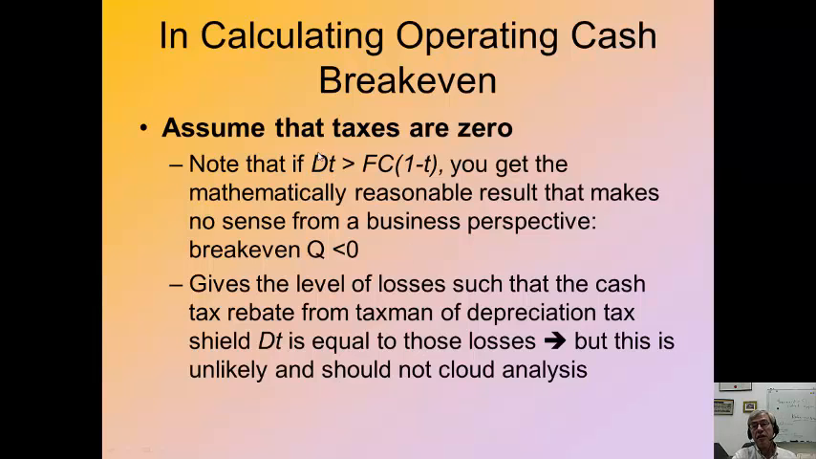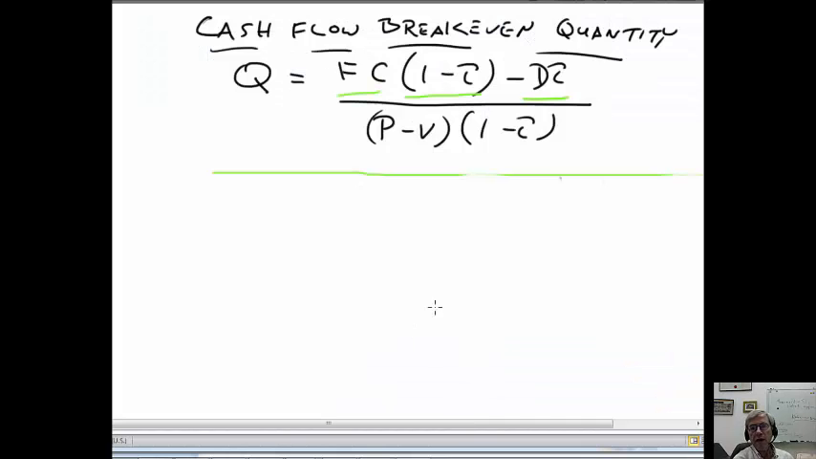Whenever you have the depreciation tax shield greater than the fixed cost times 1 minus t, you're going to get a mathematically reasonable number that makes no sense from a business perspective, because the quantity will be negative. Also, the idea that the tax man is going to give a depreciation tax rebate of DT is probably not the way most tax shields work in practice. So we should calculate operating cash flow break-even assuming that taxes are zero. Once we make the assumption that t is equal to 0, then things become a whole lot more simple.